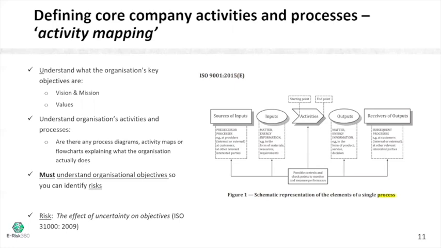So one of the key aspects in understanding risk is really to identify what the company actually does, how it operates, what are some of the activities and processes, and actually understand that organization. And that stems from understanding its vision, its mission, its values, and also ultimately what its objectives are. So before you go ahead and start assessing risks, it's super critical to understand the organization.